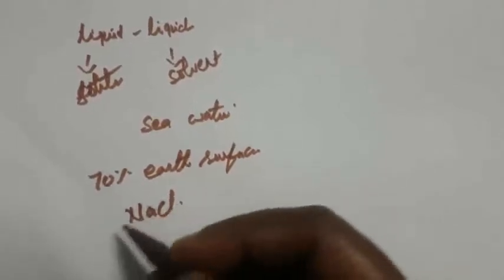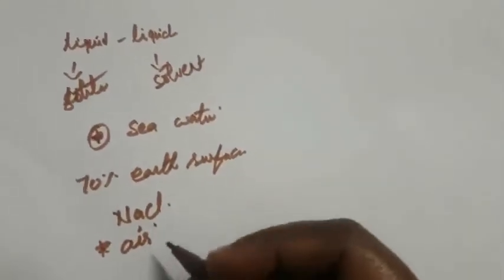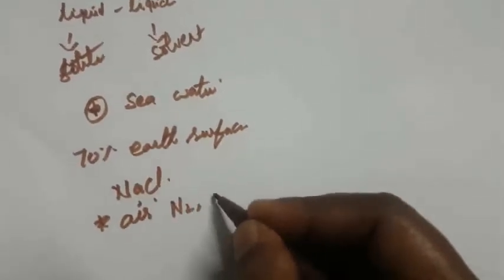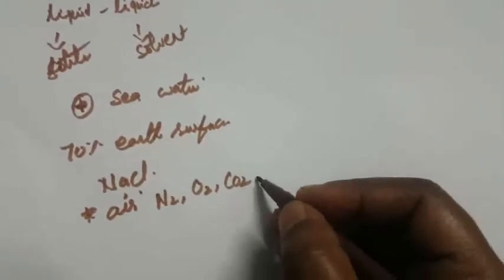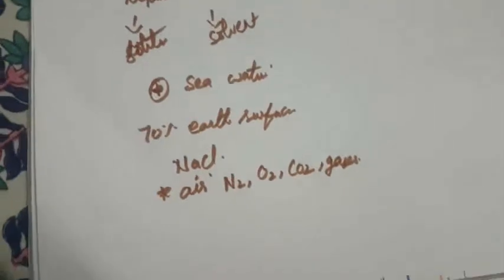Another important naturally occurring solution is air. The first one is seawater, that is naturally occurring. The second one is air. What is air? The atmospheric air is a homogeneous mixture containing nitrogen, oxygen, carbon dioxide, and other trace gases. These are all present in the atmosphere.